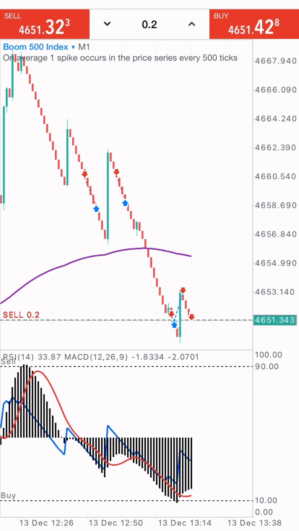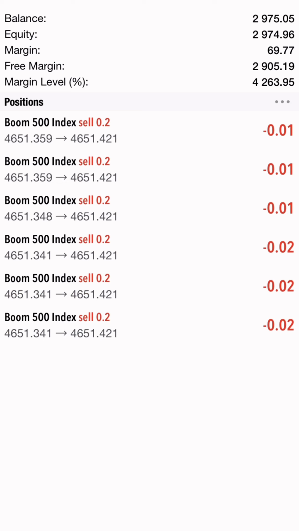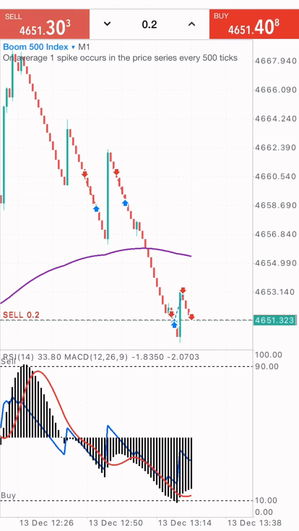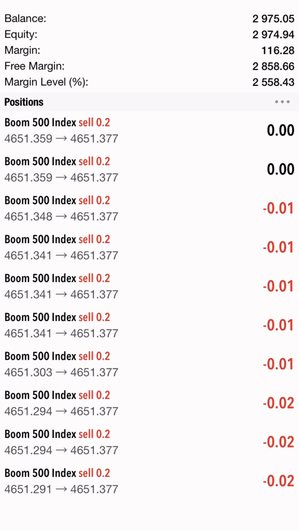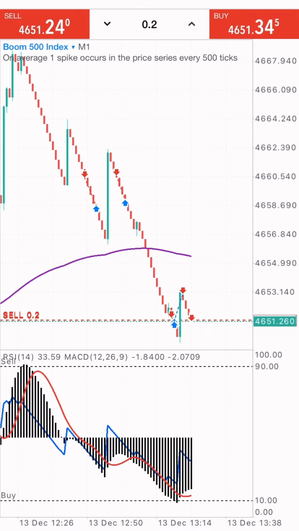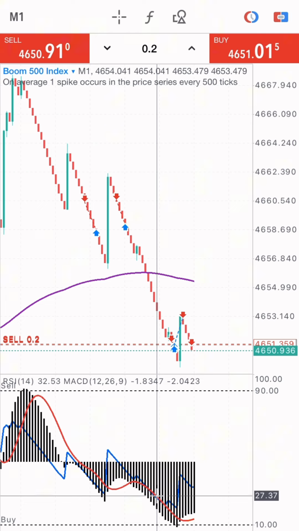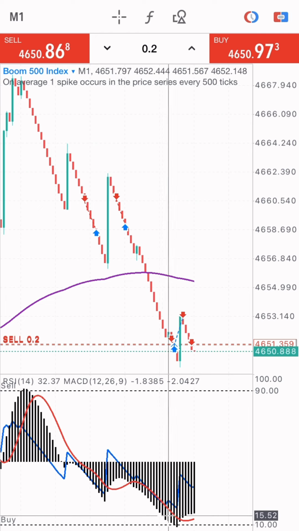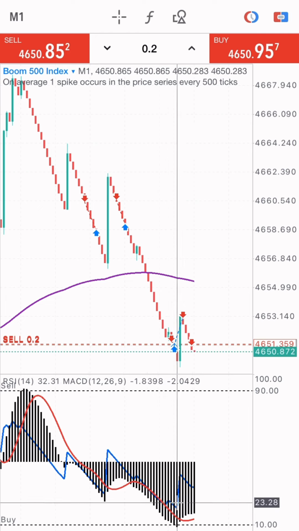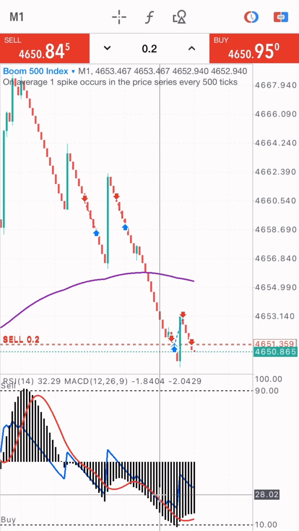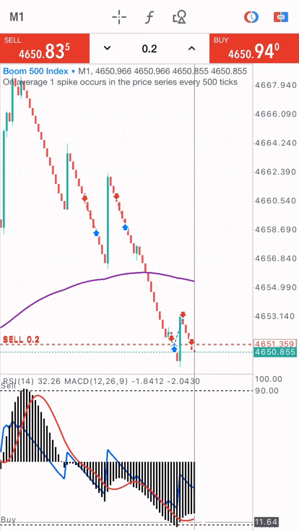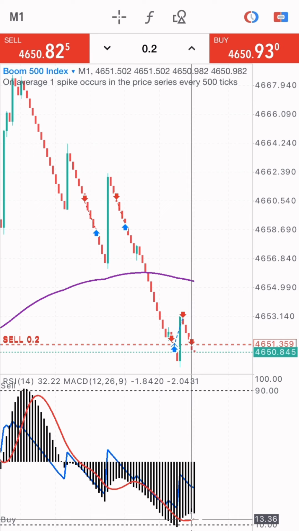Let's check it out. 3, 4, 5, 6. So right here I just entered into 10 sales for scalping. I'm going to take about 2 or 3 candlesticks from the market from this trade real quick. So another thing for you guys to note is that if the MACD, which is below on the boom 500 index, if it's about to touch the level 10 again, another spike is going to occur.